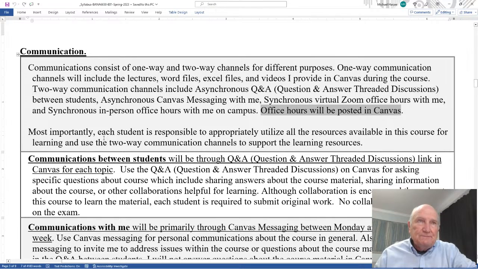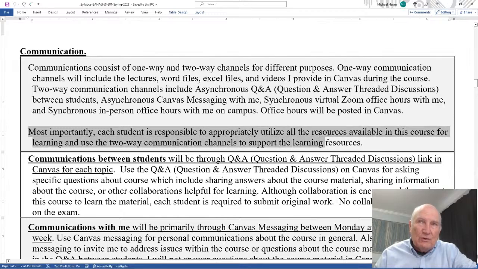Most importantly, each student is responsible to appropriately utilize all the resources available in this course for learning and use the two-way communication channels to support learning resources. Now, what I mean by that is that you have a lot of resources to read, to look at, to work with. The two-way should support that learning. In other words, learn how to learn from your resources.